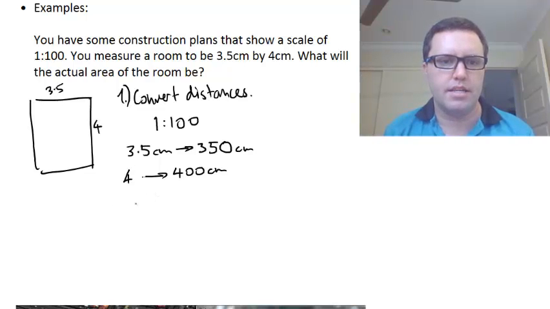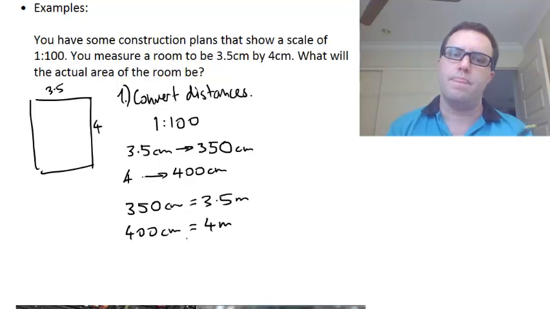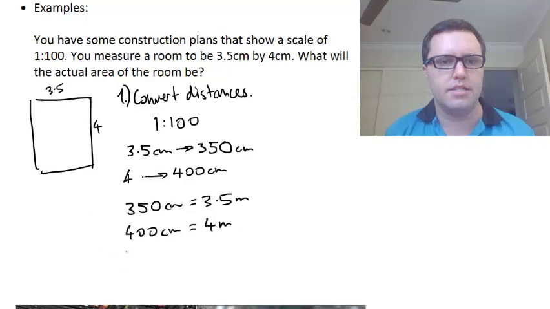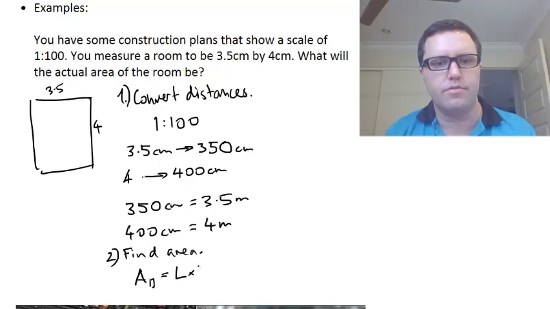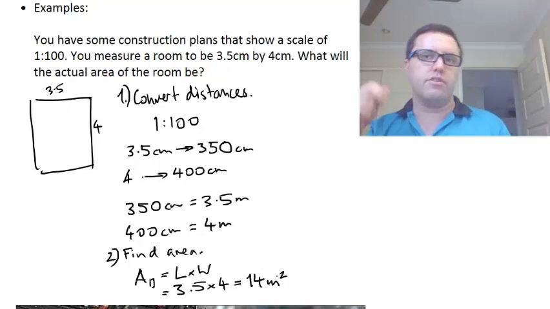Okay, now again, centimeters is not like the easiest thing to work with, so let's think about those in terms of meters. So our new one is that 350 centimeters is the same as 3.5 meters, and if we have 400 centimeters, that's the same thing as 4 meters. Okay, done, almost. So now our last thing is we're going to find the area. The area of that rectangle is equal to length times width, which is 3.5 times 4, which is 14 square meters.